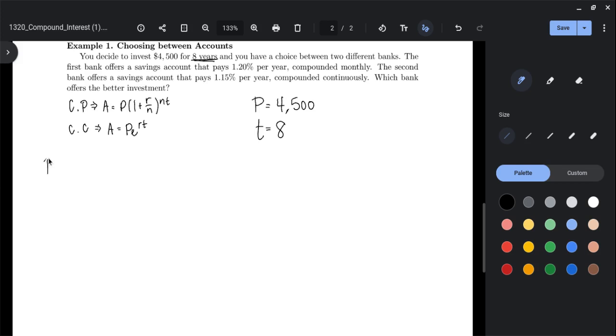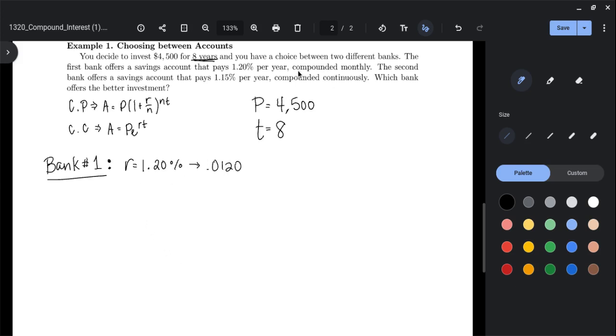So let's go ahead and write down what we know for our first bank, or I'll call it bank number 1. So for bank number 1, we are told that it pays 1.2% per year. So that is going to be our R, that's our interest rate. But remember, we can't use our formulas with our percent. We have to convert it to a decimal. And so when we do, remember, if you've forgotten how to convert a percent to a decimal, you need to move the decimal 2 places to the left. So we end up getting 0.0120.